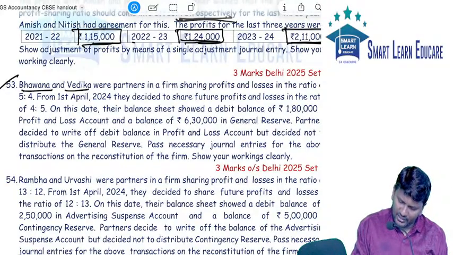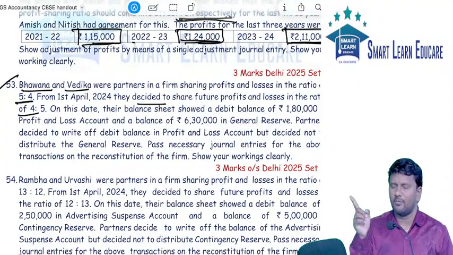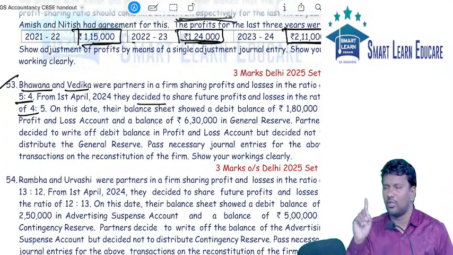B and V are partners. They are sharing the profits in the ratio of 5:4. Old ratio 5:4. Now they decided to change the profit sharing ratio. Whenever there is a change in profit sharing ratio, definitely goodwill-க்கு we should give adjustment.